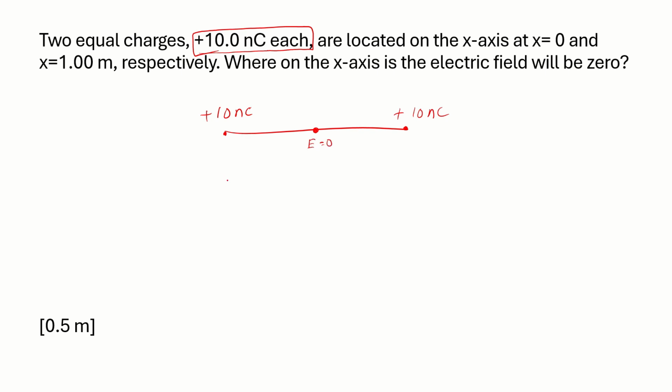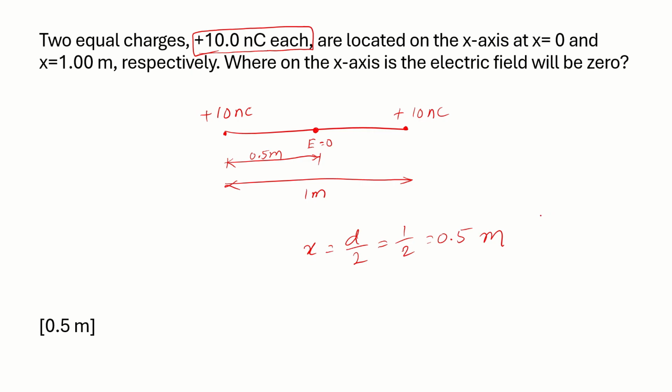If the total distance from here to here is 1 meter, then the middle means from any charge at 0.5 meter, you get the point where the electric field is 0. The formula is simply distance by 2, 1 by 2, equal to 0.5. If d is in meters, x is also in meters. So we can take it from any charge.